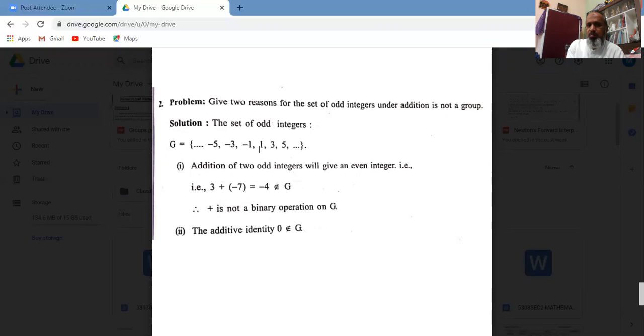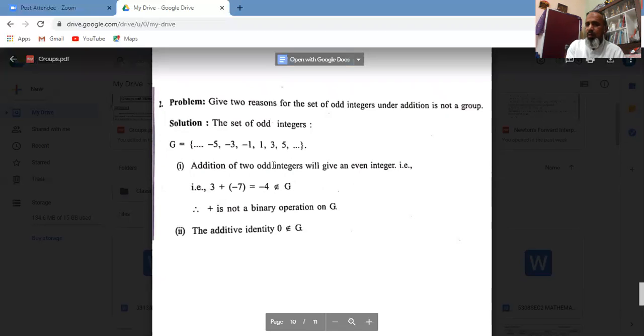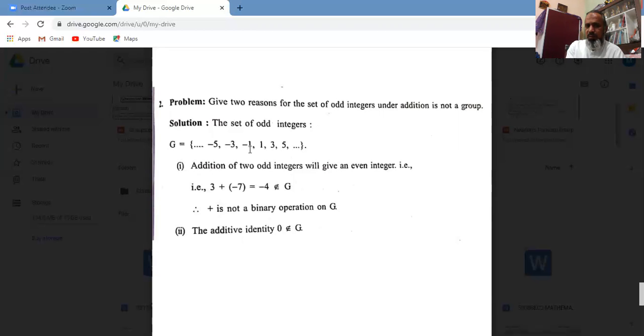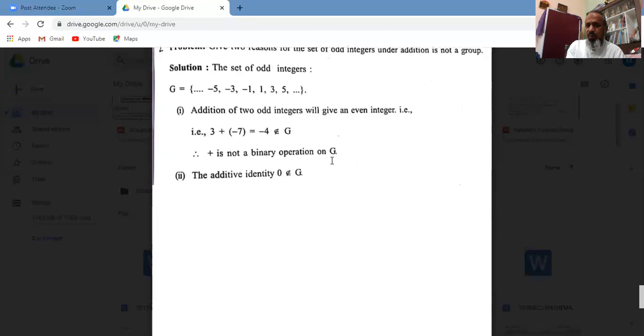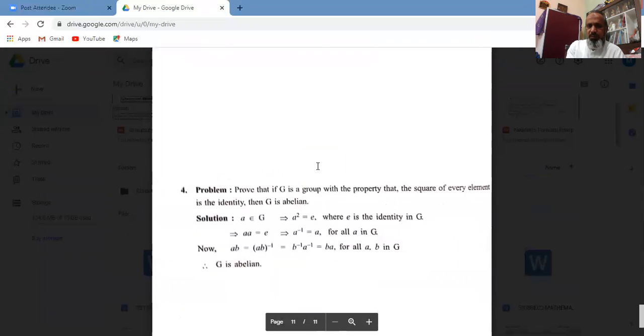So with respect to addition, 0 must be the identity element. But 0 does not belong to the set of odd integers. So there is no identity element. 0 belongs to G? No, 0 does not belong to G. So these are the two properties which are not satisfied in the set of odd integers. Hence the set of odd integers does not form a group. So these are the reasons.